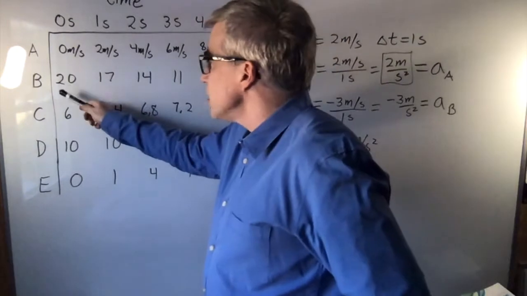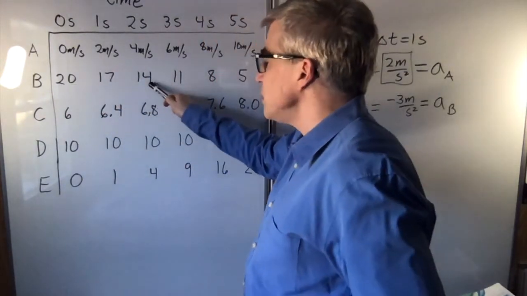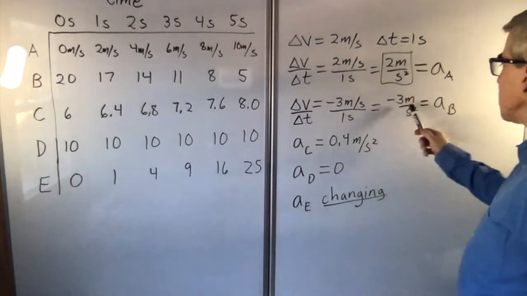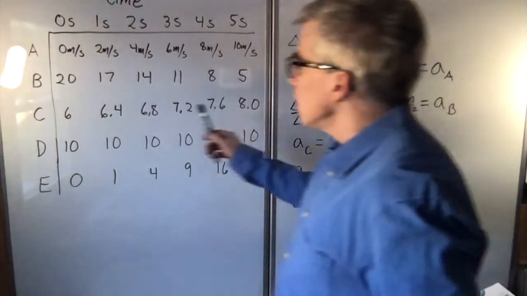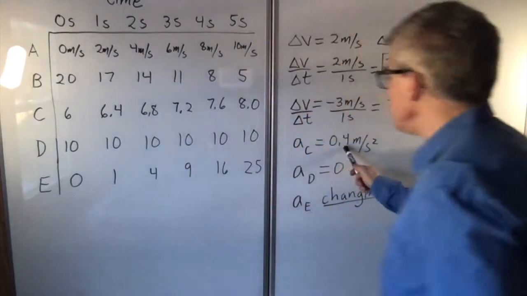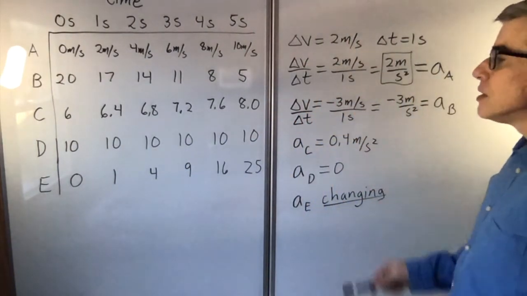Car B is going at 20 meters per second, then 17 meters per second, then 14 meters per second. It's dropping 3 every time. So the acceleration of B is negative 3 meters per second squared. Car C is going up 0.4 meters per second every second, so we say 0.4 meters per second squared.